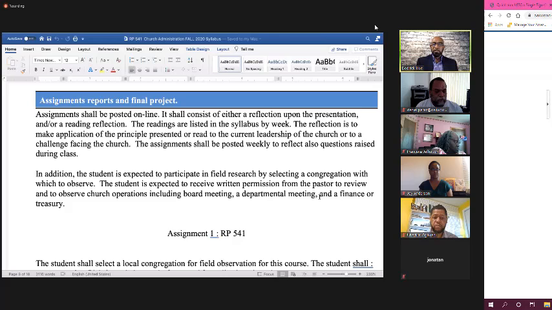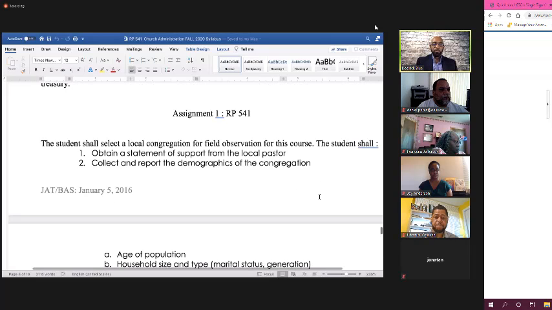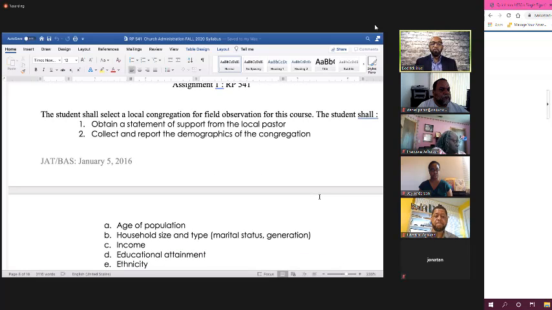During this course, you should get permission from the pastor to observe church operations, including board meeting, department meeting, finance, and treasury. The student shall select a local congregation for this course, obtain a statement of support from the local pastor, collect and report the demographics of the congregation. Now, do we all understand what demographics are? Do we understand that? Do we need a brief explanation?